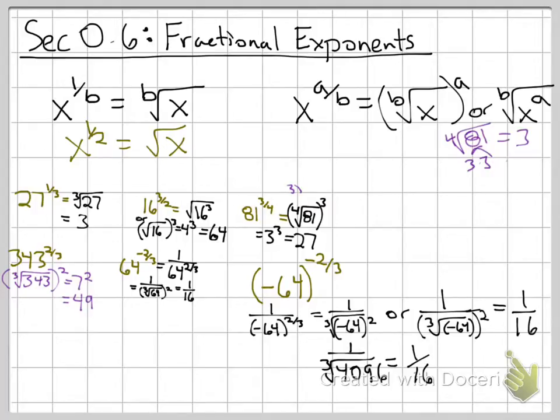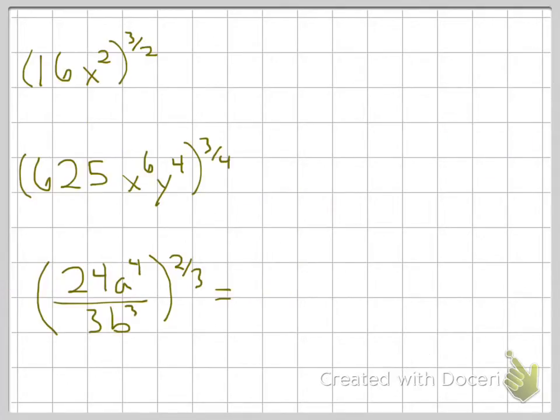So, those are the numbers by themselves. Let's go look at bringing some variables in. Now we're going to distribute the exponent like we talked about before. And so in the first one, I have 16 to the 3 over 2 times x to the squared times 3 over 2. Now, we'll take a look at 16 in a second.